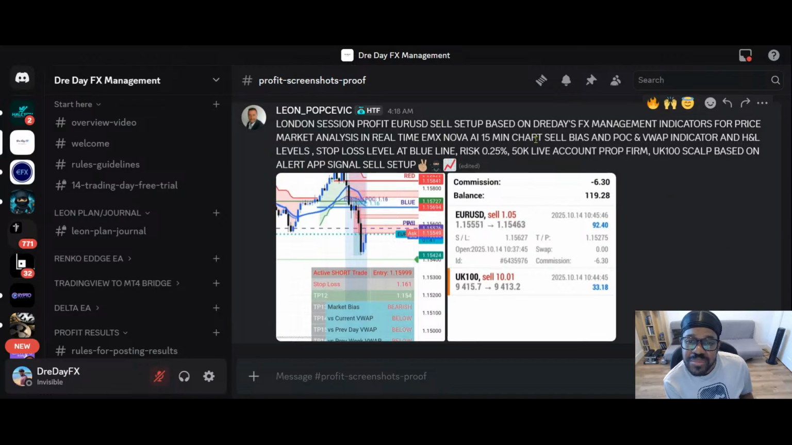Also, you had the EMX Nova sell, also with a point of control. So this is all of the indicators I'm showing you guys. That's what Leon is using. Everything is good, even the high-low level that I explained. Everything is perfect. Risk point a quarter of a percent.